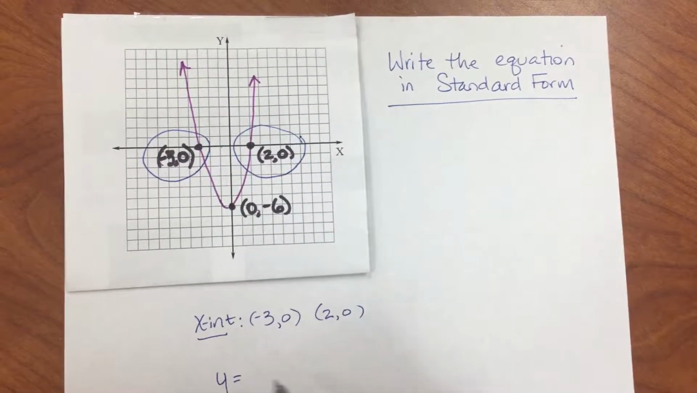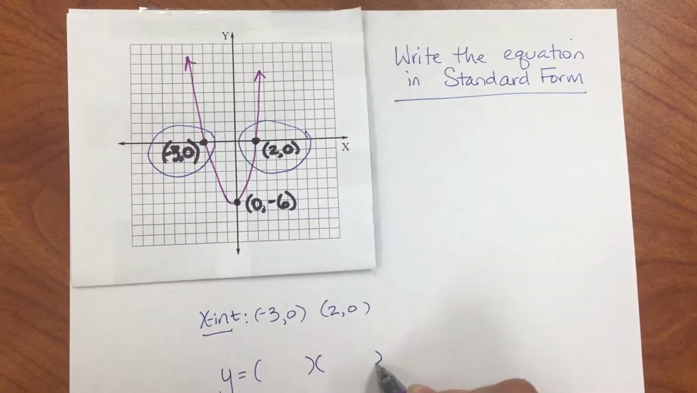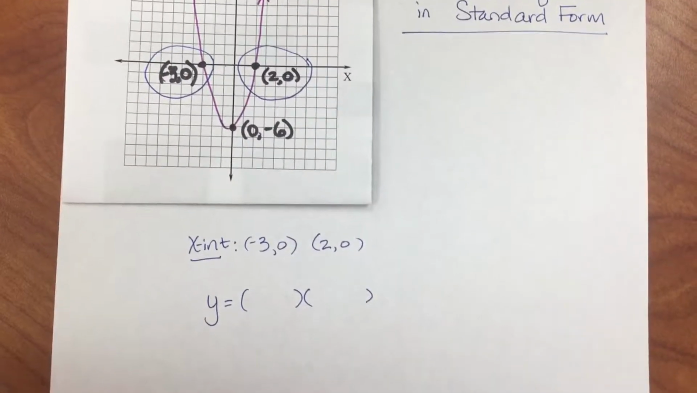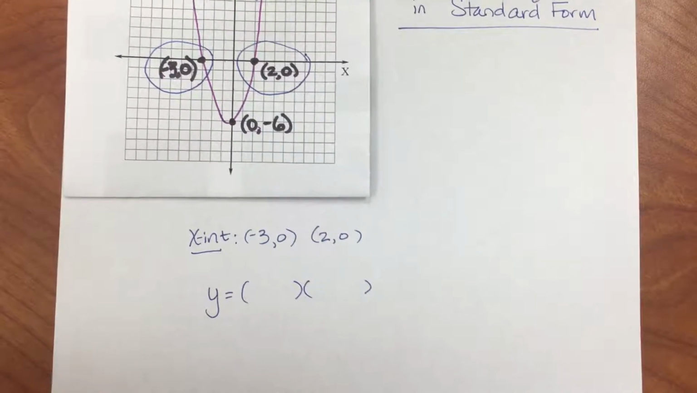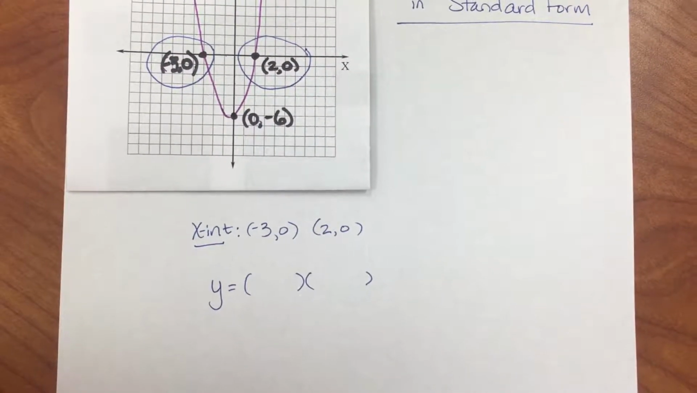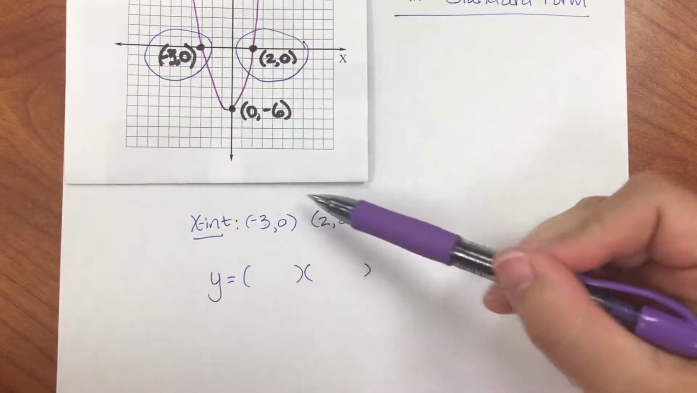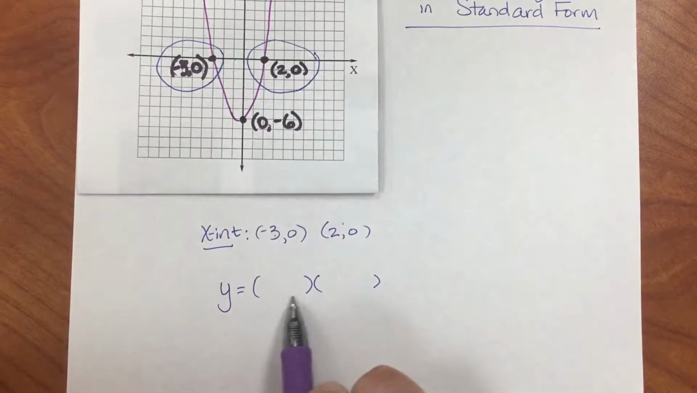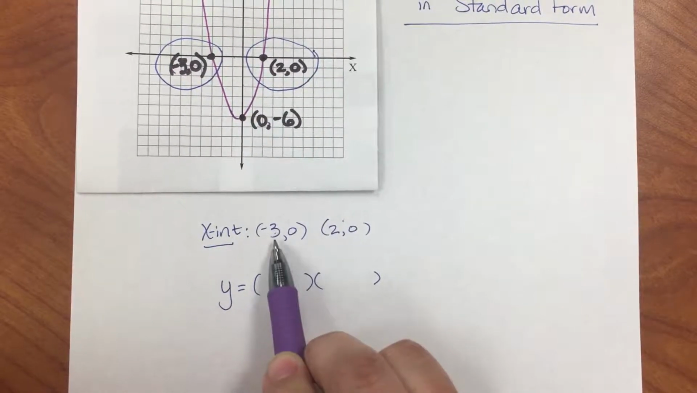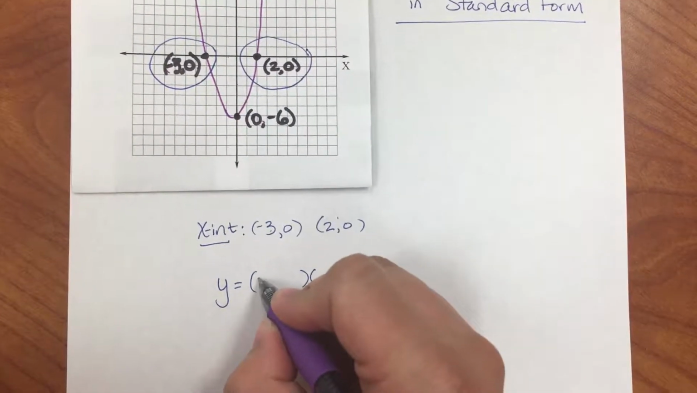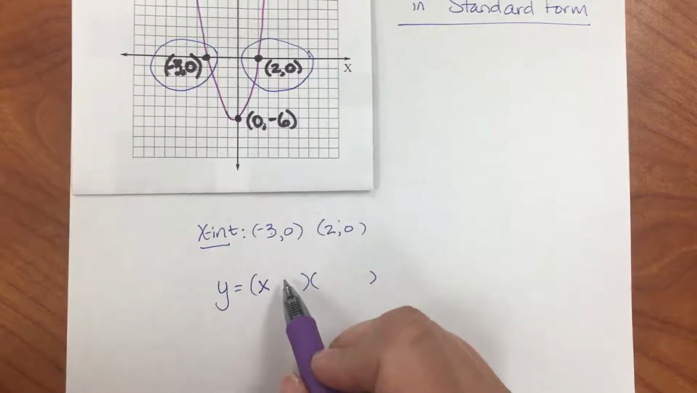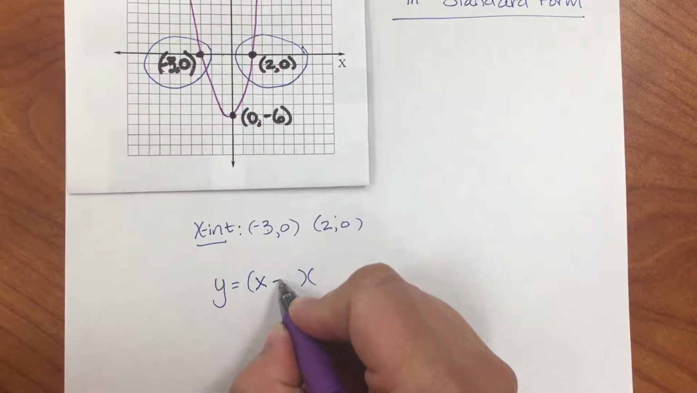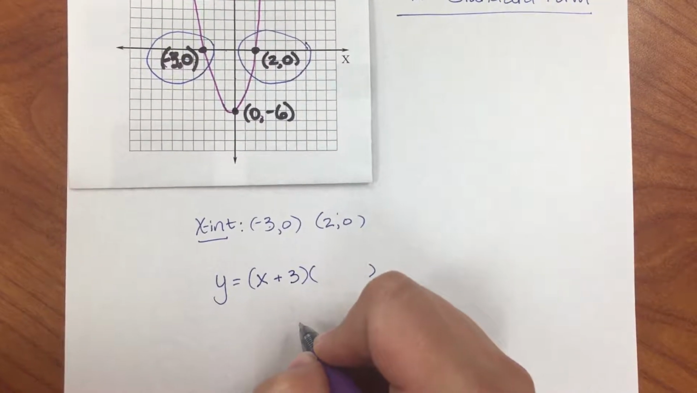When I have my equation written in factored form, I have two sets of parentheses. Each set of parentheses can help me find what my x-intercepts are. So if I need to write it in factored form, I can use my x-intercepts to help me write it. Whatever I have inside this parenthesis, I want to make it so that if I were to plug -3 in for x, I would end up with 0. So if I plug -3 in here for x, I would have to then add 3 to make it 0.